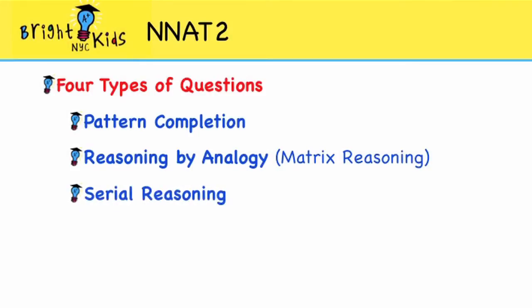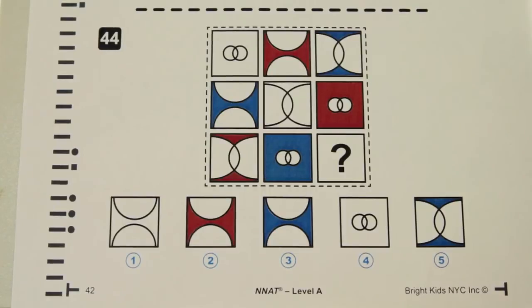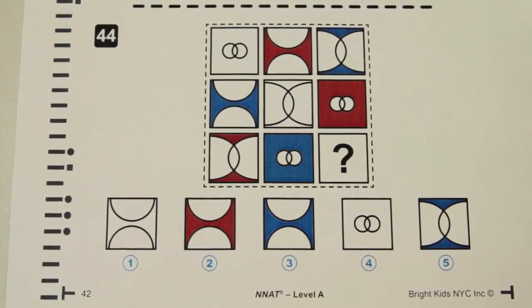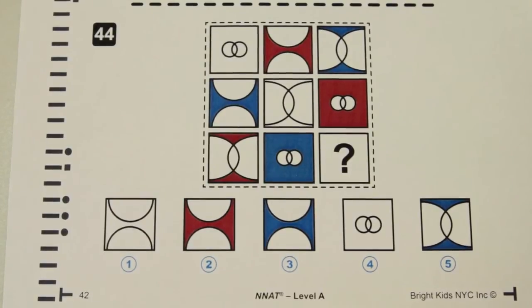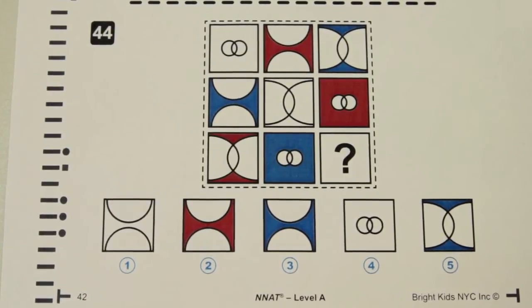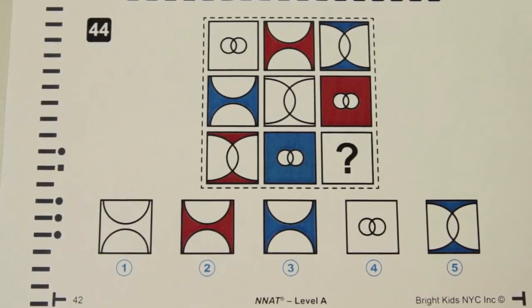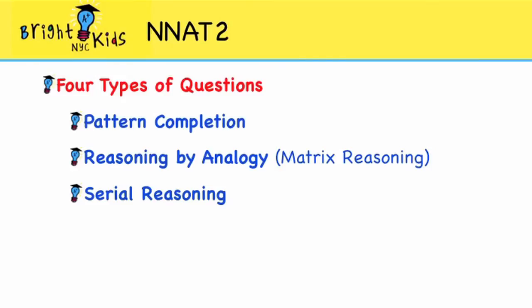The third type of question is serial reasoning. This is where there's a series associated with a matrix. Shapes and figures change, but they're often repeated with a change of color or shade or some sort of different shape. Children must find out what the underlying rule of the series is and apply that to find the missing answer. The fourth type of NNAT 2 question is called spatial visualization.